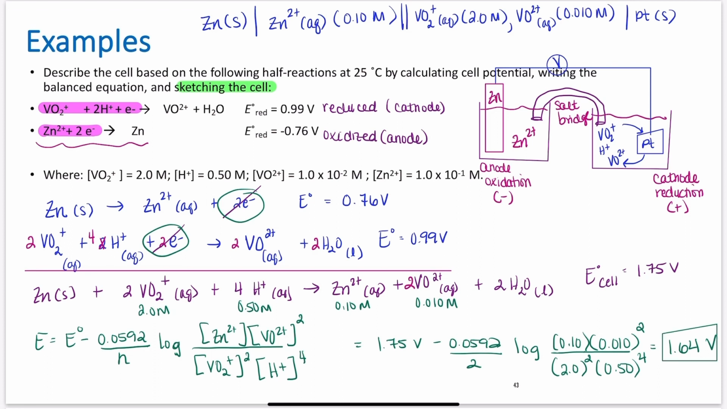So my standard cell potential of this reaction, if everything was at perfect conditions, meaning everything was all at 1 molar, would be 1.75. What I find, though, is it's actually got a cell potential of 1.64 for this system.